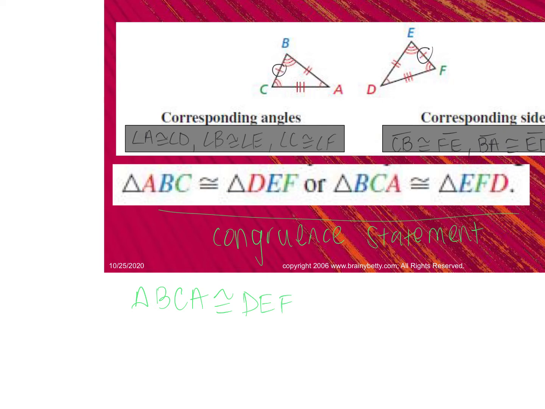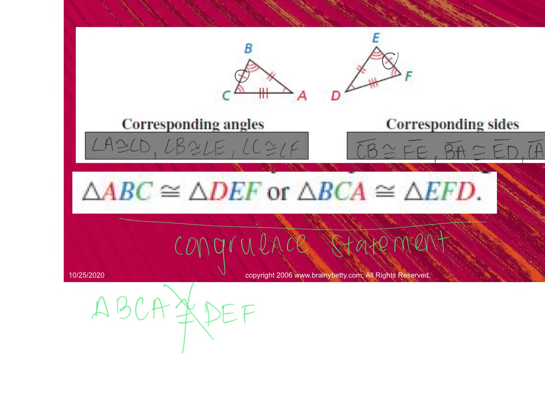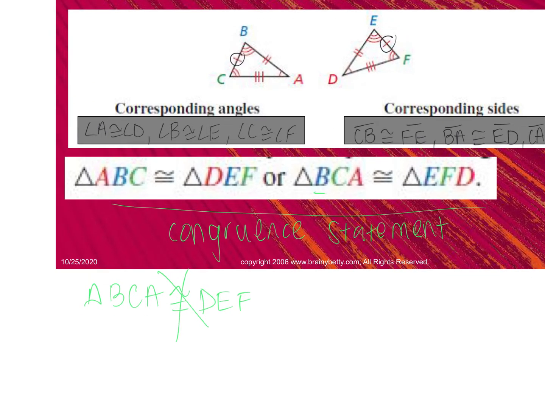So let's say we had triangle BCA is congruent to triangle DEF. Look at the first letter. It's B, correct? Does B match up with D? Does C match up with E? And does A match up with F? This is wrong. The order absolutely matters for a congruence statement, okay? Now, if you shift the order of one of them, like they did, BCA, and you change the order of the other one, it's still congruent. It's a good congruence statement. But the order has to be perfect, okay?